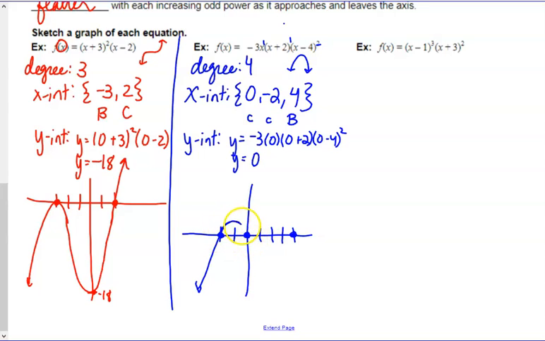So that means I'm going to go up and come back down. Now what happens at 0? At 0, I cut through. So I'm going to cut through that. I've got to get a turnaround point somewhere to come back up here at 4. So I'm going to turn around.